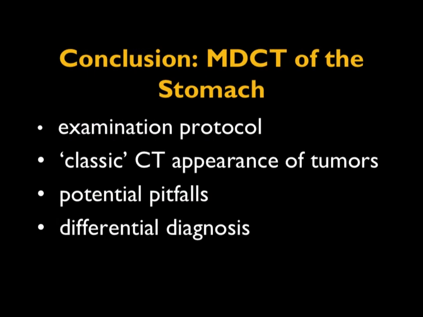So I've covered a number of things. We talked about protocols, how important distension is, whether using positive or neutral contrast agent. We talked about some of the classic appearances, particularly of adenocarcinoma, lymphoma, and GIST tumors. We spoke about pitfalls. We spoke about the differential diagnosis. So hopefully you put all that information together. You're going to do a great job and get those diagnoses correct.